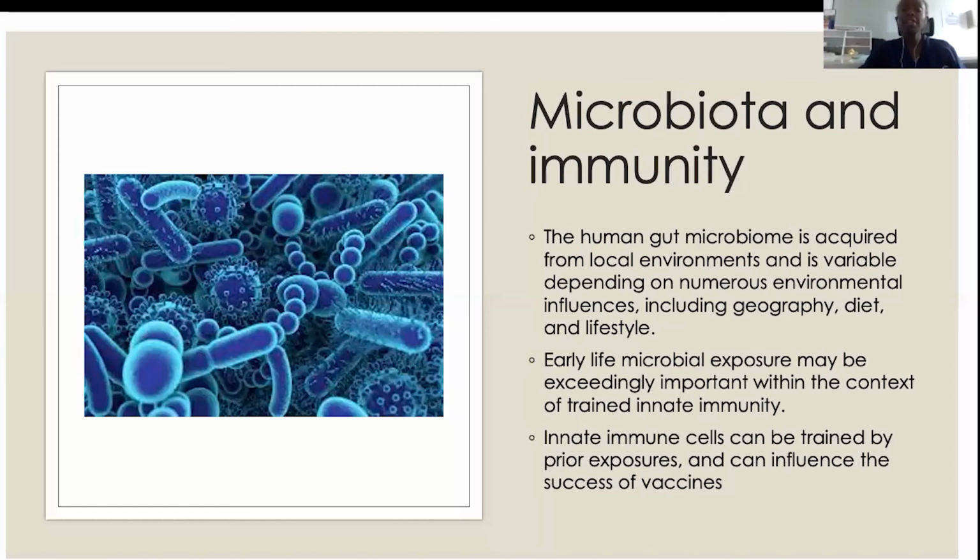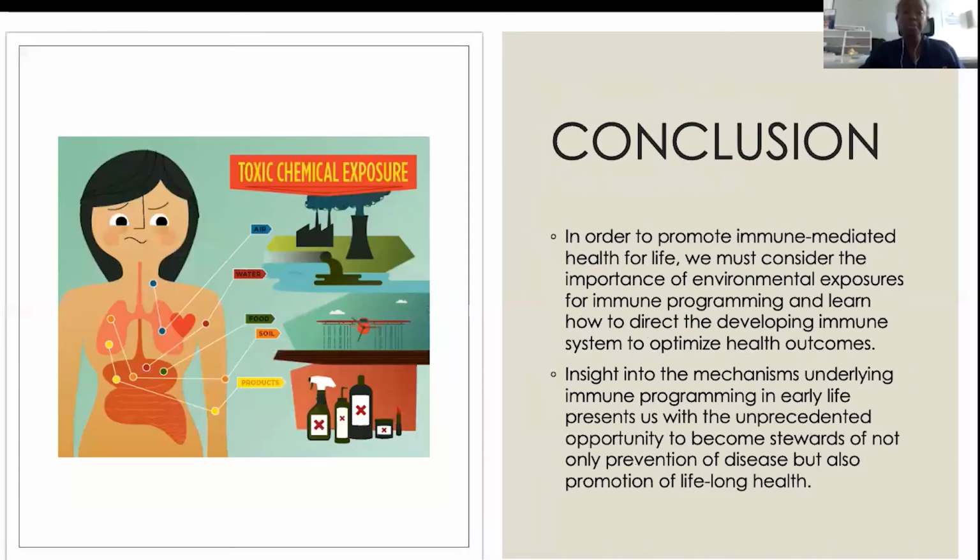And it's been found that early life microbial exposures may be exceedingly important within the context of trained innate immunity. Innate immune cells can be trained by prior exposures and can influence the success of vaccines. So this has been really emphasized in the studies that have been coming across, that in addition to just immunomodulation, when you're looking for the desirable effects of vaccines, those can actually be altered, and that can vary from population to population. And so as I come to the conclusion of this talk, I only had a very short time to be able to just capture all these things.